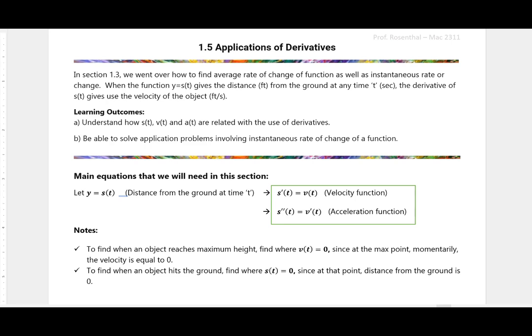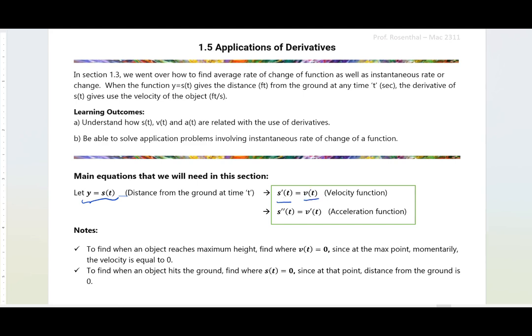One of the most typical examples you will see in this section is when they give you the distance function, say y equals s of t, which represents distance from the ground at any given time t. If we want to get the velocity function from that, all we have to do is take the derivative of the distance function, the rate of change of distance per unit change in time. That will give us the velocity function.